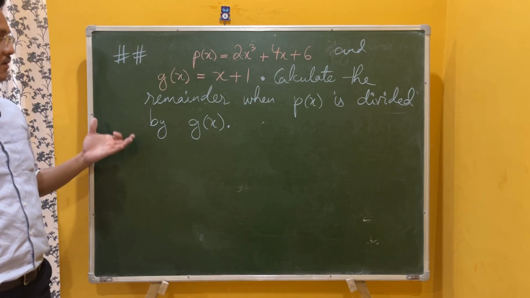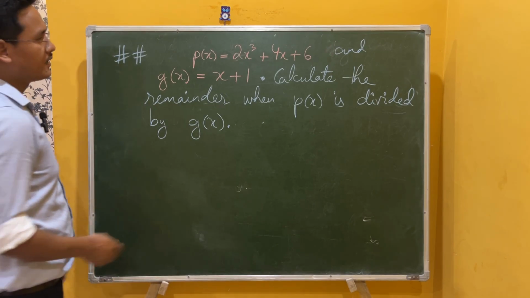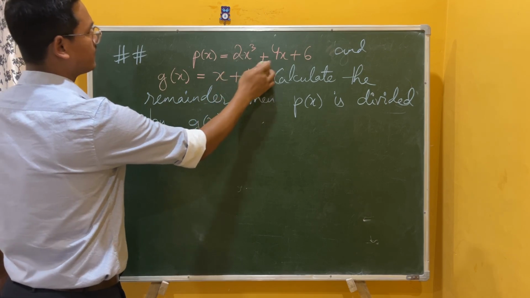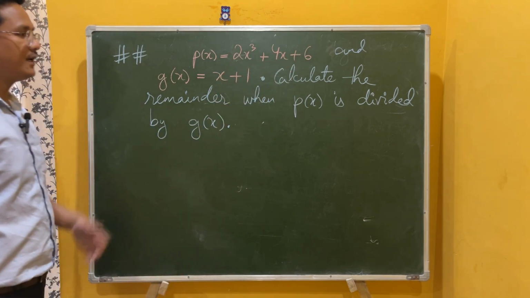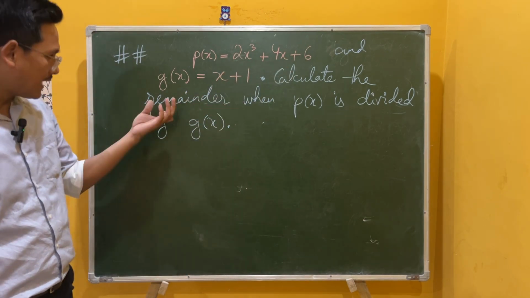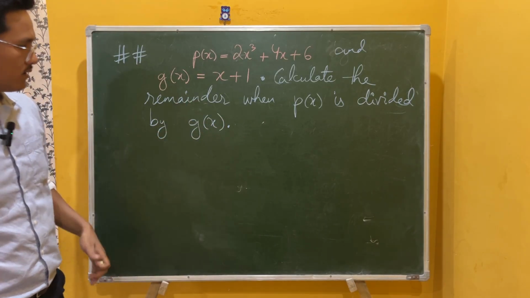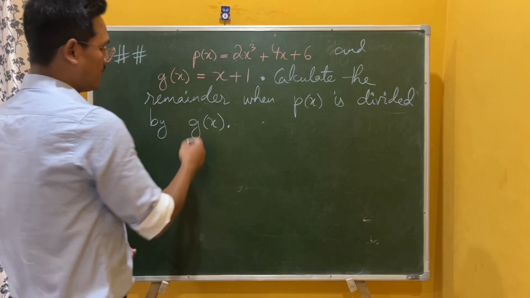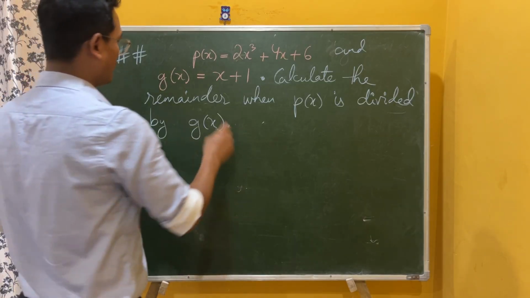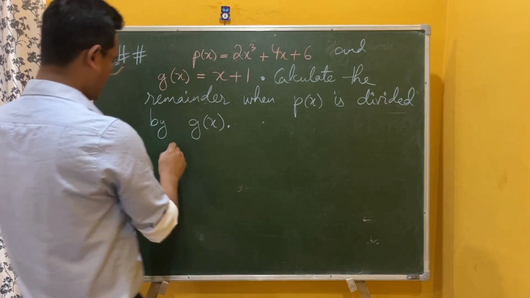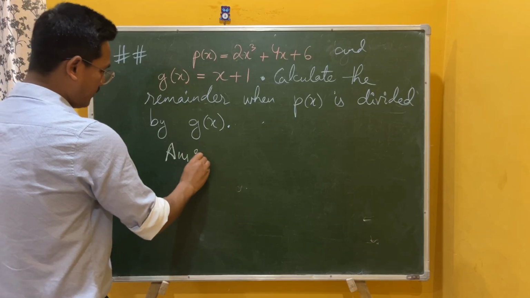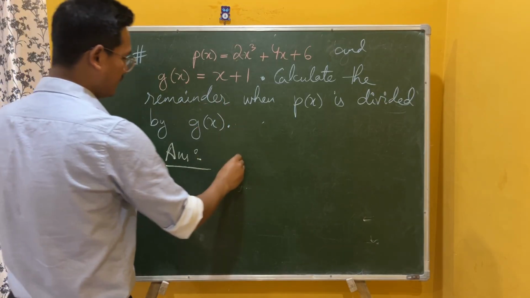Okay, let us look at this problem. It says p of x is 2x cubed plus 4x plus 6 and g of x is x plus 1. Calculate the remainder when p of x is divided by g of x. So this is a very simple one. Let's see what happens. So if this is dividing, the one which is dividing will equate to 0.